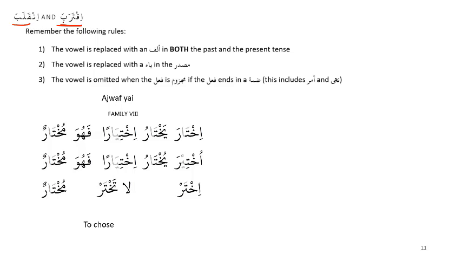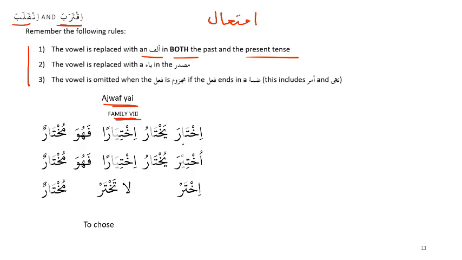Okay, so what bab is that? Ijtanaba yajtanibu ijtinaban. That is bab iftial, family 8. So our example was ijtanaba yajtanibu ijtinaban, and this textbook example is iqtaraba yaqtaribu iqtiraban. So family 8. I'm telling you that this is ajwaf ya'i. Now here the rules are different. The vowel is replaced with alif in both the past and the present tense.